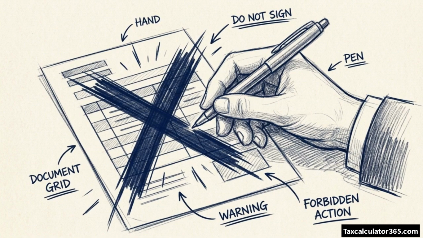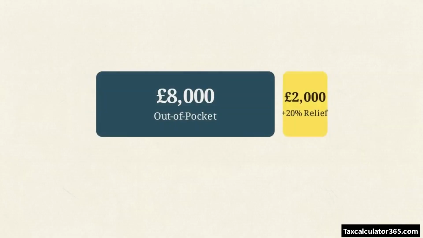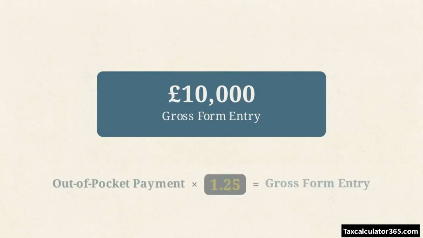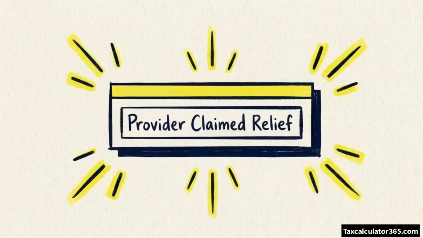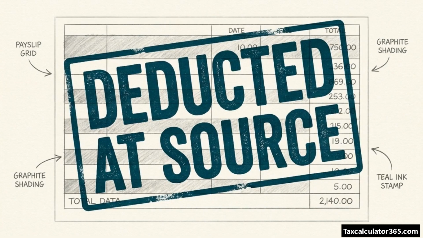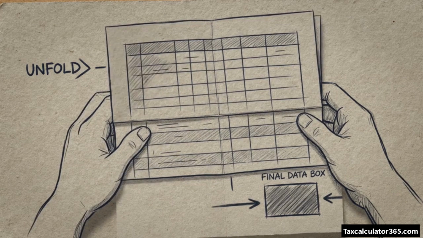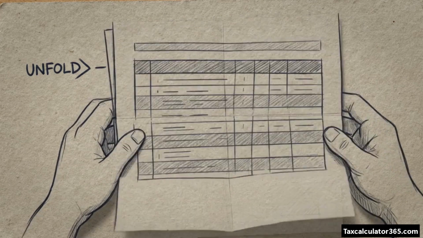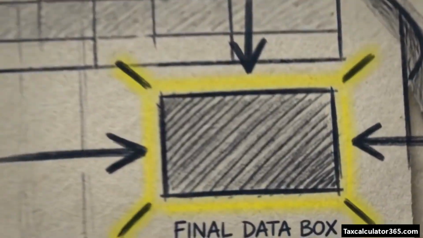You must not enter the specific amount you transferred from your bank account onto the HMRC form. HMRC requires the grossed-up amount. This means you combine your out-of-pocket payment with the 20%. Those schemes are handled by your employer before you are taxed and do not require this manual claim. Populating this specific field with the correct value ensures you receive the full tax refund you have earned.